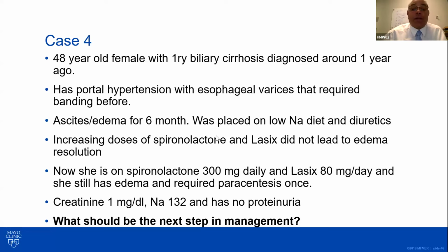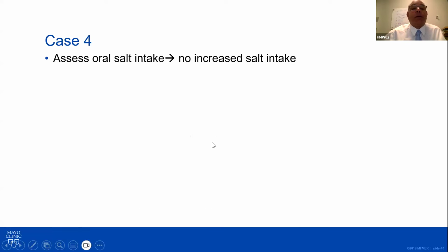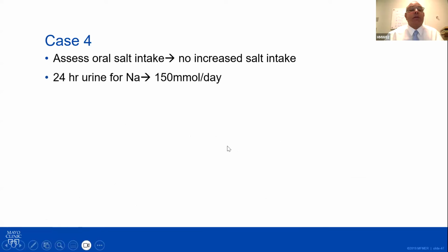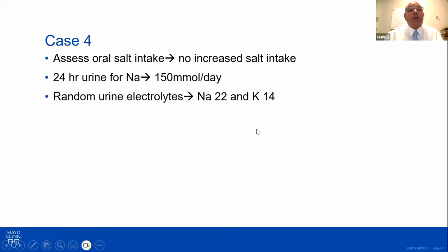So that's what actually happened. We went to assess the oral salt intake of this patient. We asked her, are you eating lots of salt? And she said, absolutely not, never happens, I follow the recommendation. All right, let's put it to the test. We did a 24-hour urine, and the 24-hour urine sodium was 150 millimole per day, almost double what we're supposed to eat. We did random urine electrolytes, and the sodium was 22 milliequivalent and potassium was 14 milliequivalent.